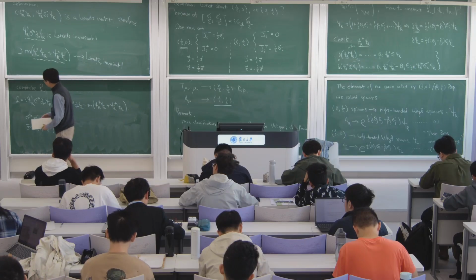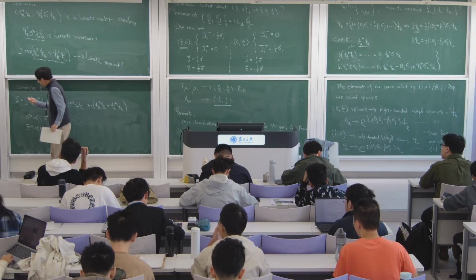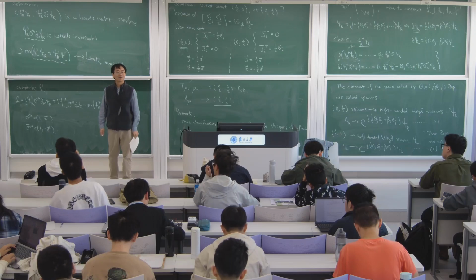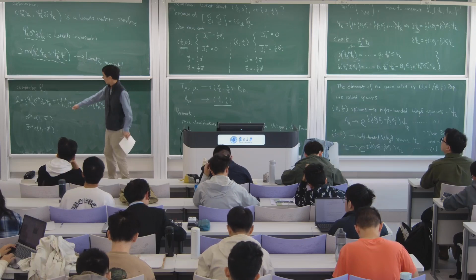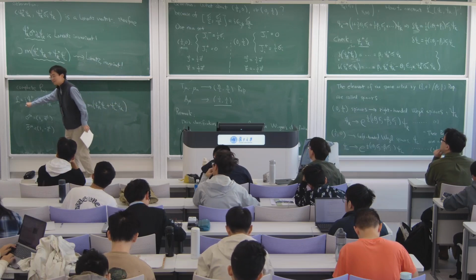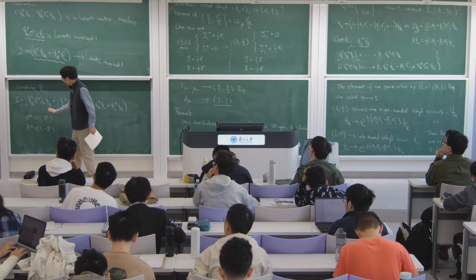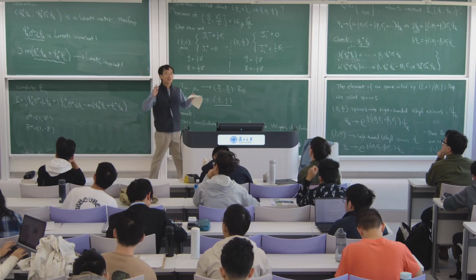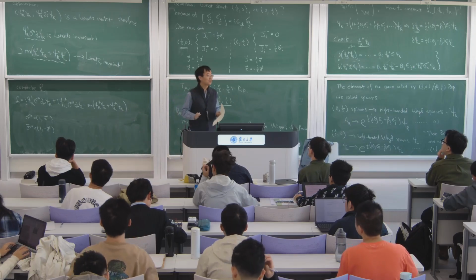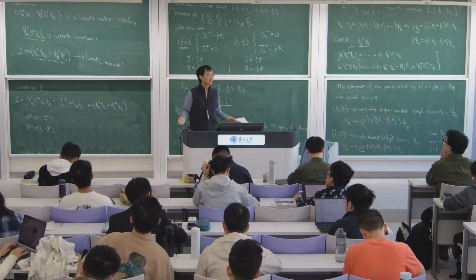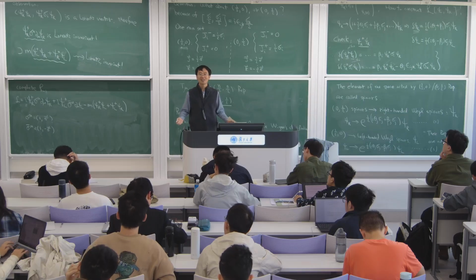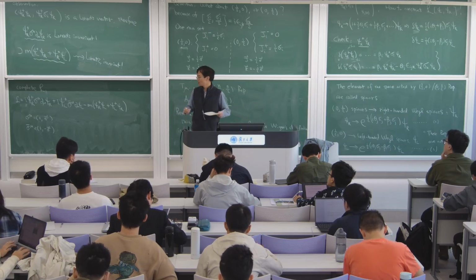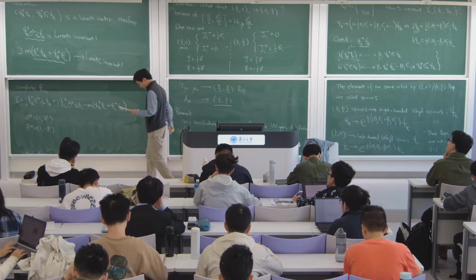Now you may still ask why I put the factor i here. You can easily check yourself: without this i, this entire combination is not Hermitian. We want every term in the Lagrangian to be Hermitian, meaning real, like a real number. This i is for that purpose.